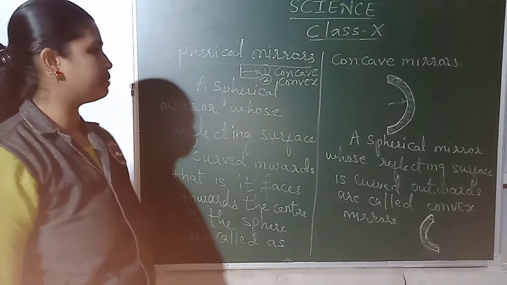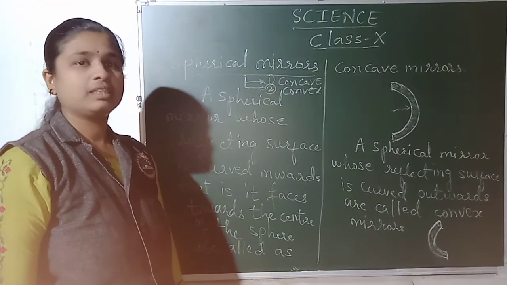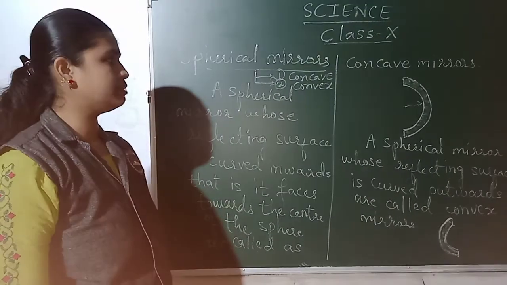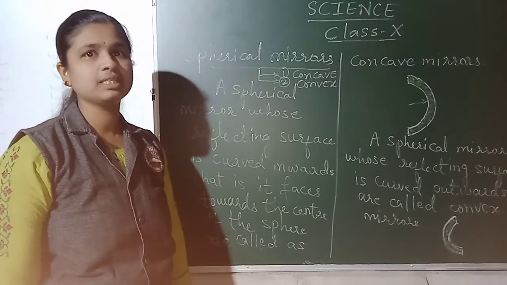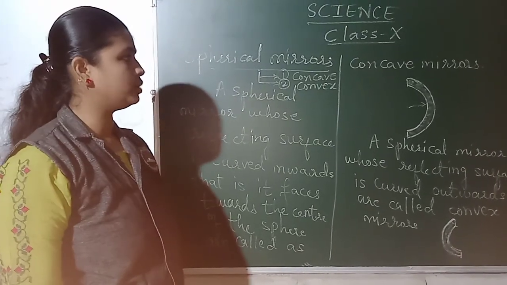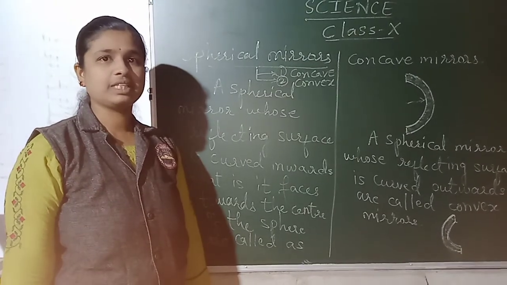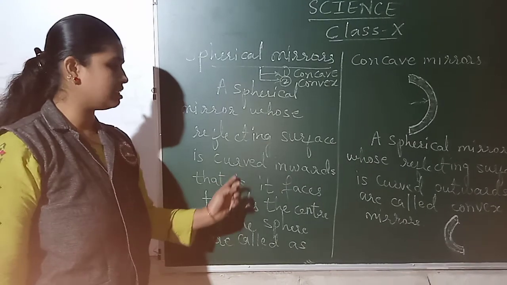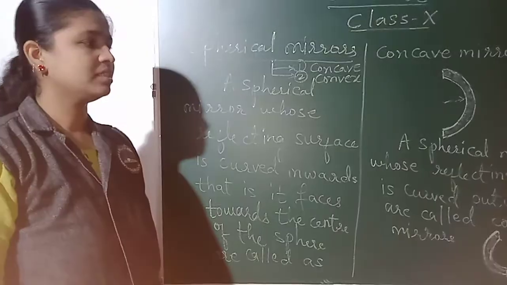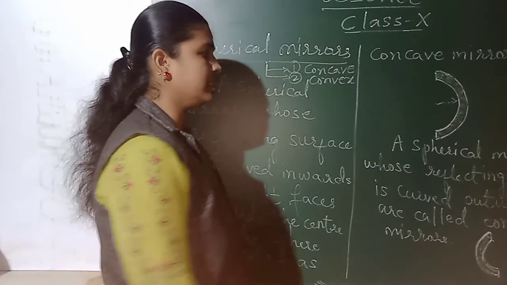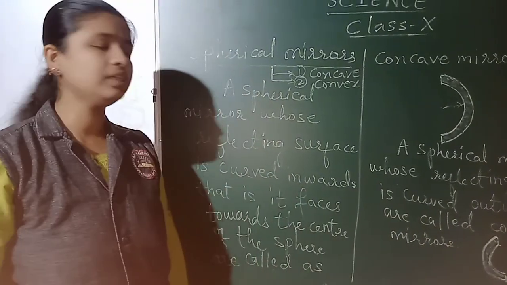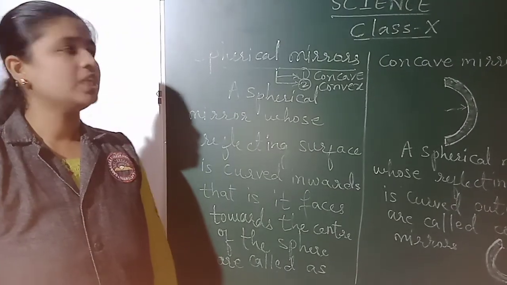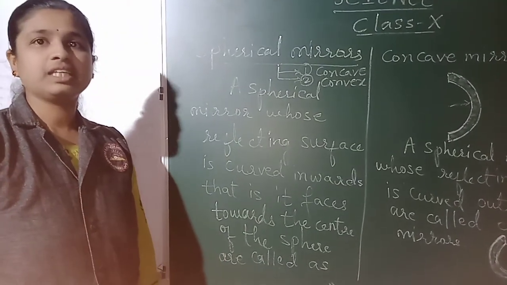Understood, children? Spherical mirror means a mirror whose reflecting surface is curved. Such mirrors are called spherical mirrors. In spherical mirrors there are two types, concave mirror and convex mirror. A concave mirror means the reflecting surface is curved inwards. Next, a convex mirror is a spherical mirror whose reflecting surface is curved outwards. Such mirrors are called convex mirrors. Now do you understand, children?